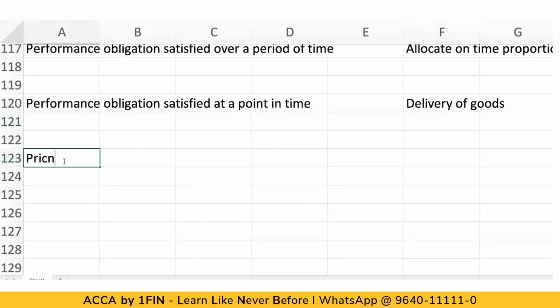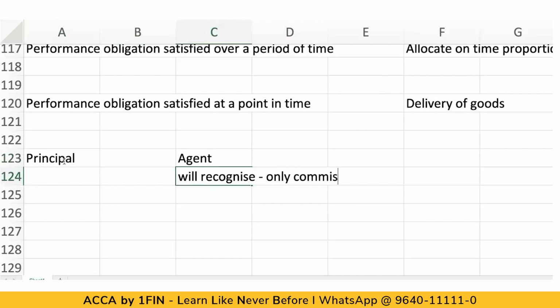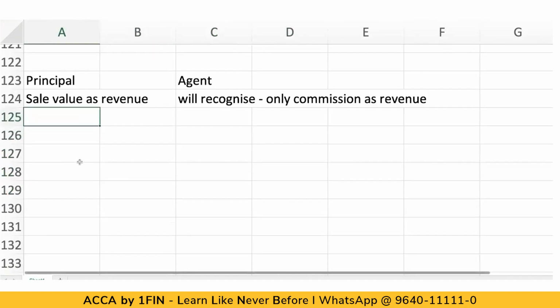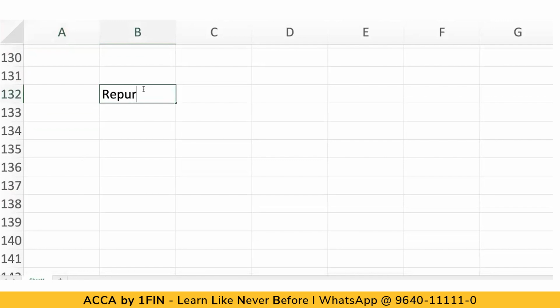Then, if you are principal and if there is an agent, the agent will recognize only commission as revenue. Principal will recognize sale value as revenue. So if the agent is getting a commission, an agent is collecting the amount on behalf of the principal, even then the revenue for the purpose of the agent is only the commission, and for the principal it is the total amount.